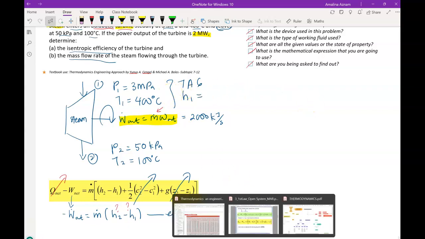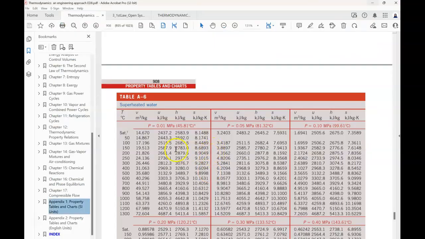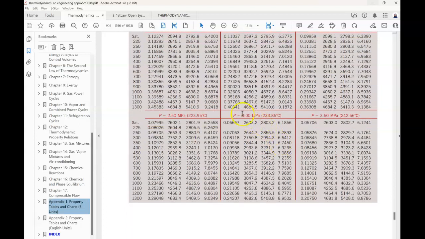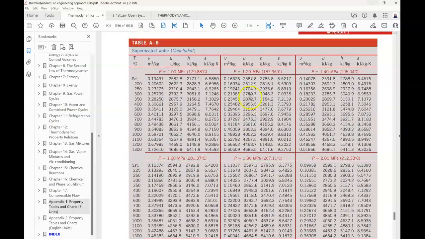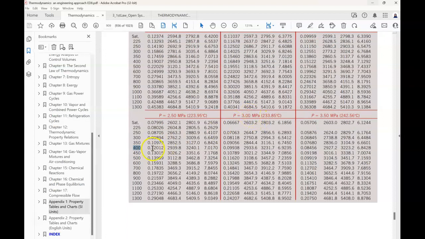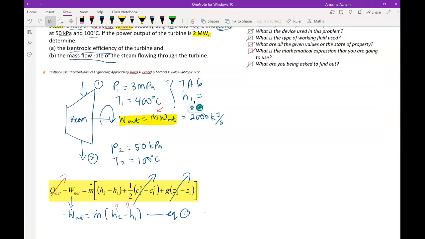So 3 megapascal and 400 degrees C. Scroll back to your property table and look for the 3 megapascal row. And there you go, we have the 3 megapascal row over here, and the temperature is 400 degrees C. For 400 degrees C, you read the value of your enthalpy from the third column. So again, 3 megapascal, 400 degrees C, the value for your H1 is 3231.7. We are going to write that down: H1 is equal to 3231.7 kilojoules per kilogram.